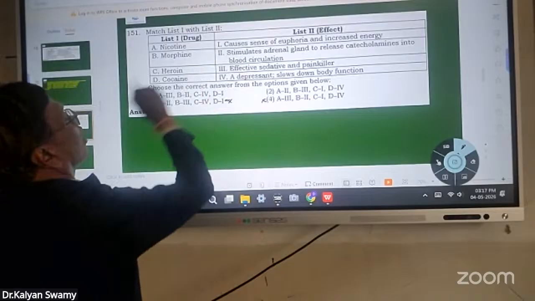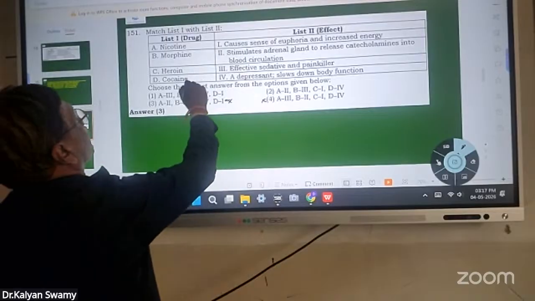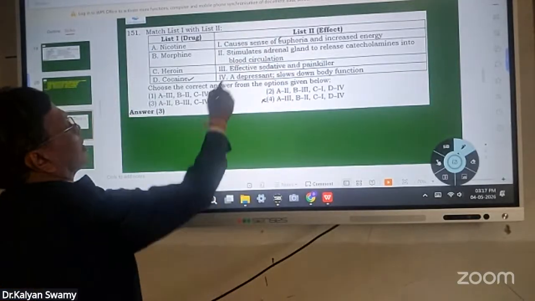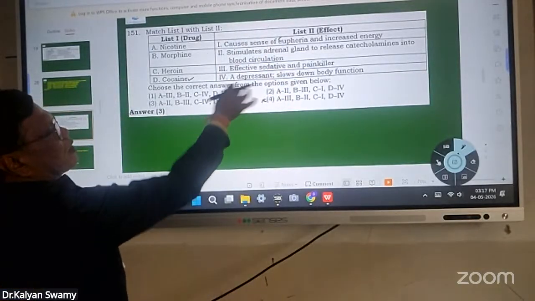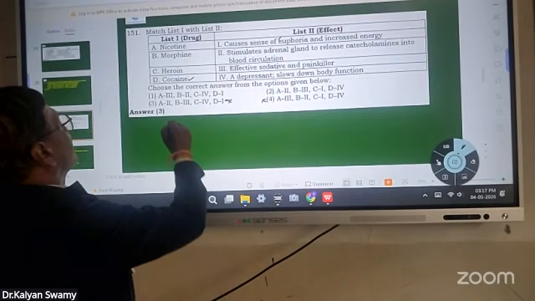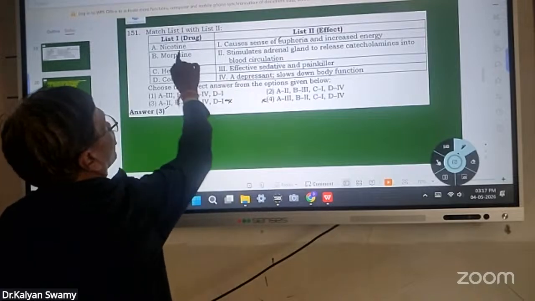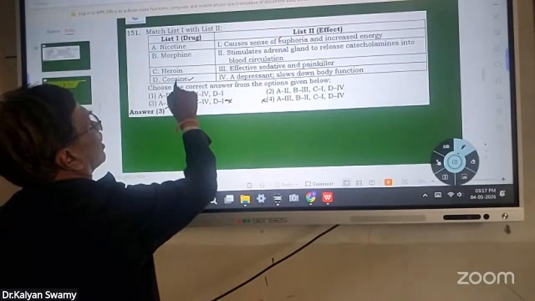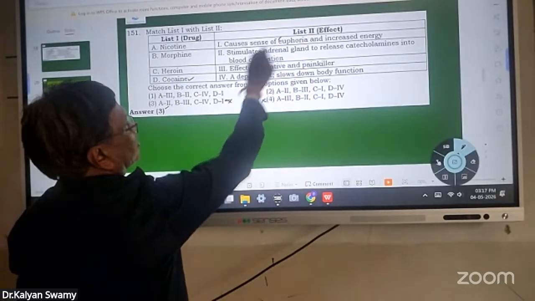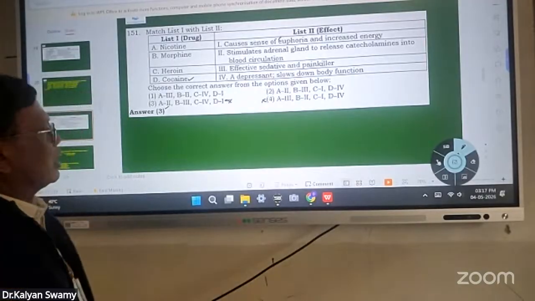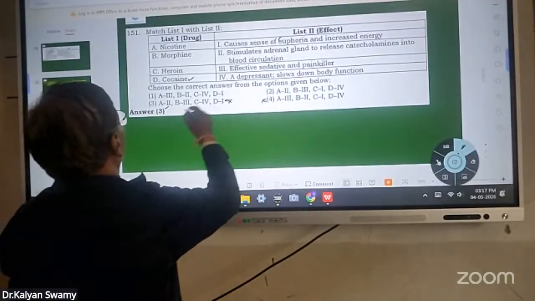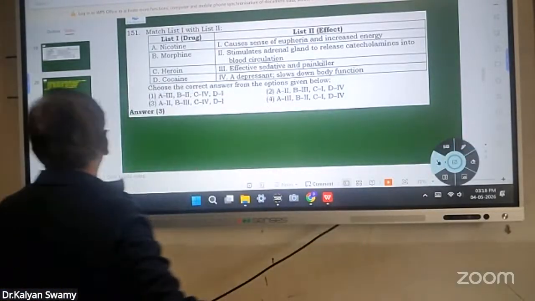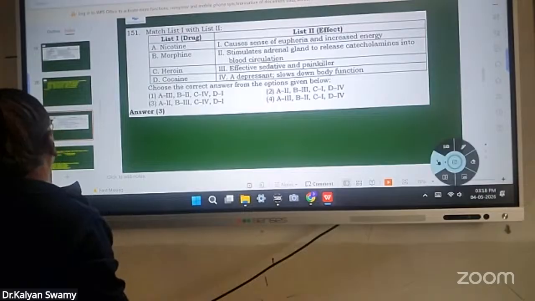Here also, heroin. Cocaine is well known to us. It causes a state of well-being. Then heroin is a depressant, slows down. Then what is the answer? Nicotine stimulating adrenal gland, morphine is a painkiller, cocaine represents a state of well-being and increases the energy level. That is the third of this. Immediately we have to do like this.